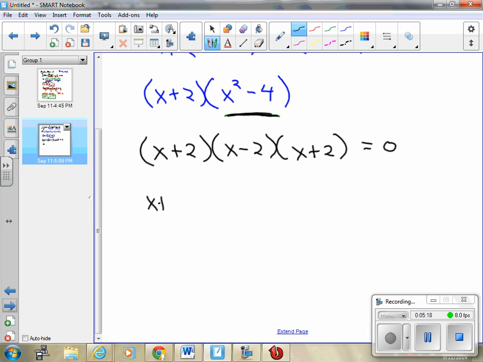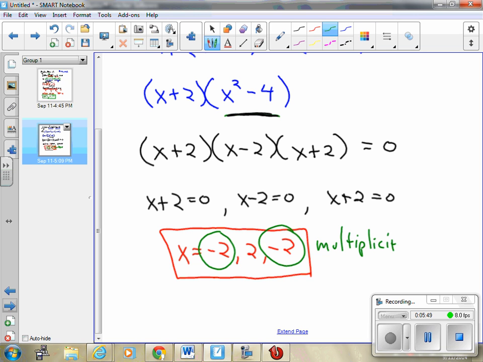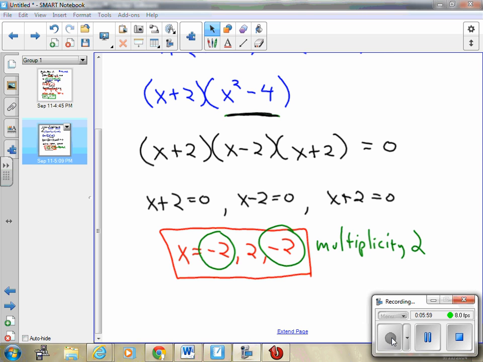So having originally set this equal to 0, I have that x plus 2 could equal 0, x minus 2 could equal 0, or x plus 2 could equal 0, giving me the zeros of negative 2, positive 2, and negative 2. Now in this case, we could have only listed these guys once, and then said that it was a multiplicity of 2, which means that it's basically the same number counting as two different zeros for the function.